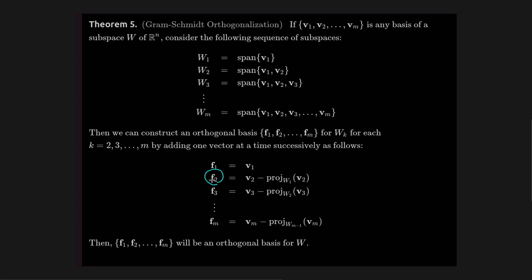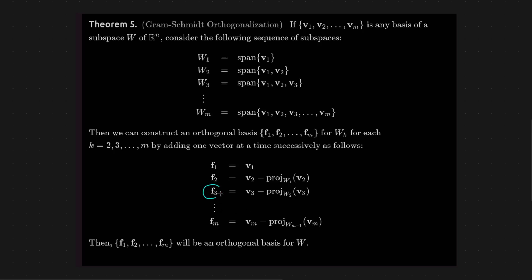This vector, F2, is orthogonal to W1, and therefore it's orthogonal to every vector in W1, including F1. So this is going to give me two vectors, F1 and F2, that are orthogonal to each other, and by construction, they still reach the whole space of W2. Okay? And I keep doing this process. Then I get F3.